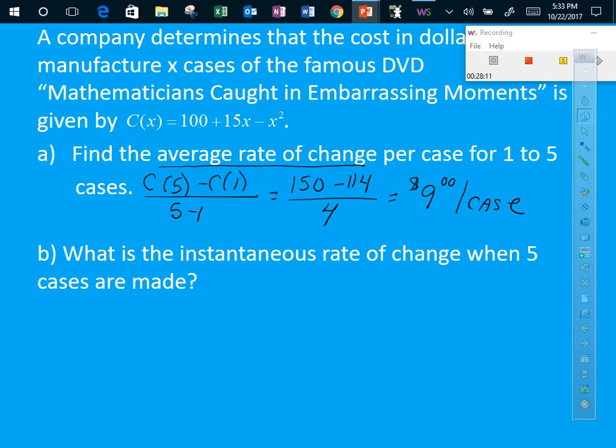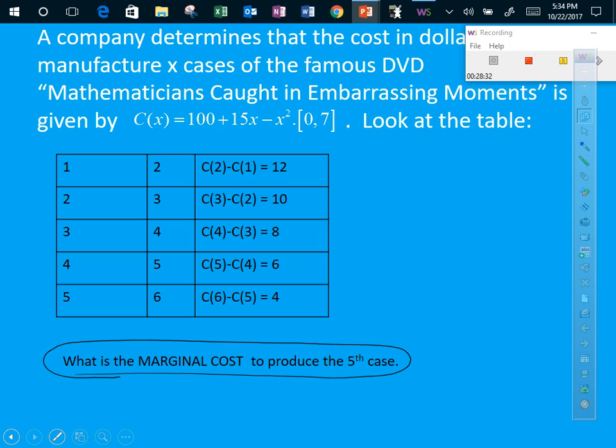Now my next one though, we would like to find the instantaneous rate of change at the 5th case. Guys, what that means is this. How much is it costing us to produce that 5th case? Notice that if I look at my chart, at first my cost is kind of high, of course, but we're going to start going down a little bit.